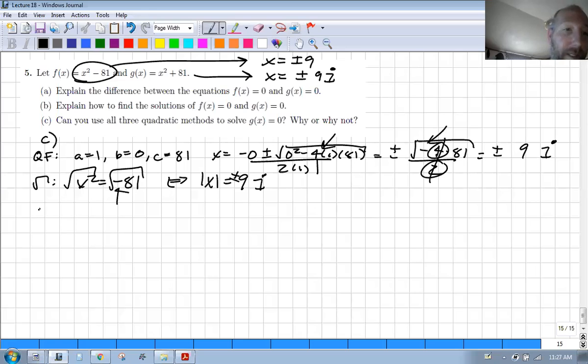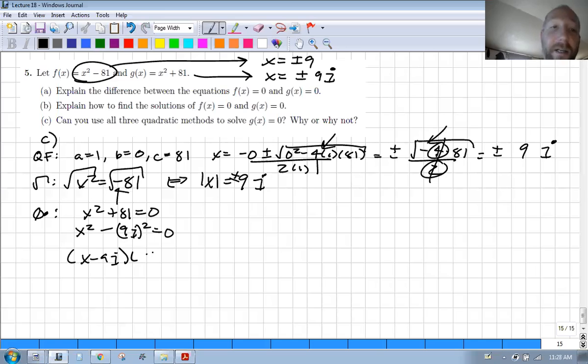And then the zero point method, if we're going to factor this, we would rewrite it as the difference of two squares, x squared minus 9i squared. Remember, the i squared gives you a minus, so the two minuses cancel. So you get x minus 9i times x plus 9i. So x is positive or negative 9i. So there's all three methods there. Of course, they all give you the same answer.